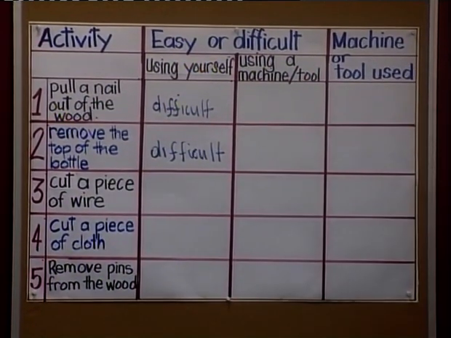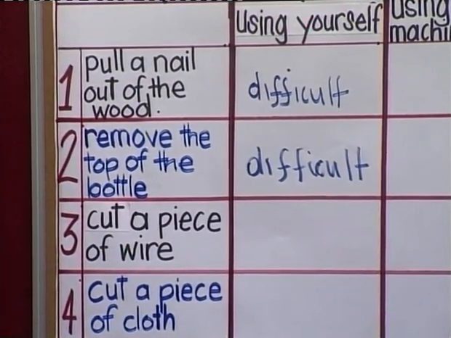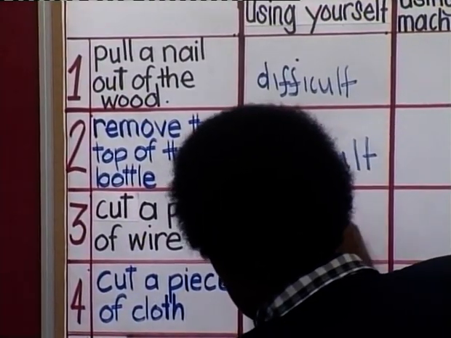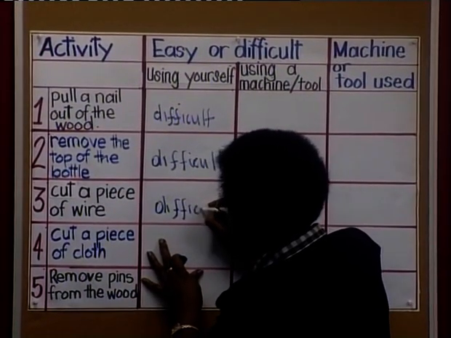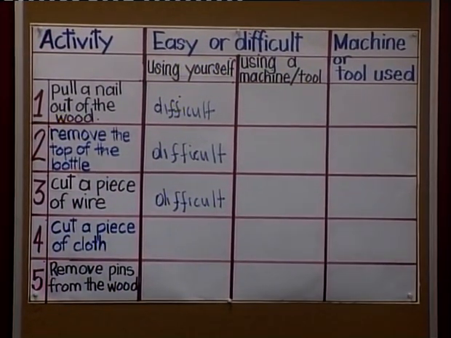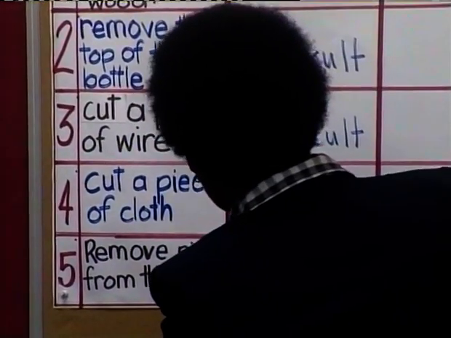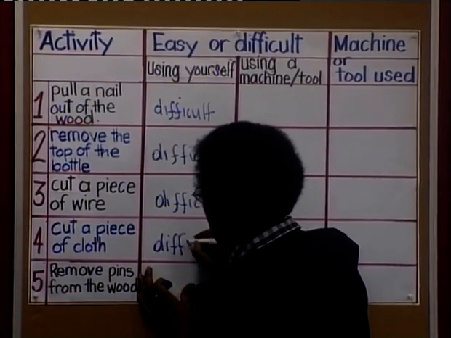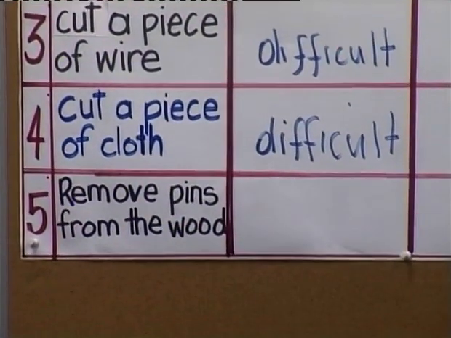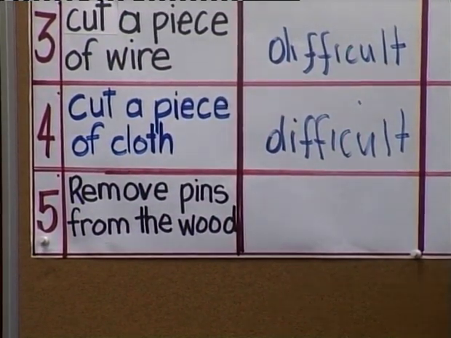Cut a piece of wire. Let's have Paul D. Difficult. Cut a piece of cloth. Let's have Elisa. Difficult. It was difficult to cut. Remove pins from the wood. Let's have Terence. Difficult.